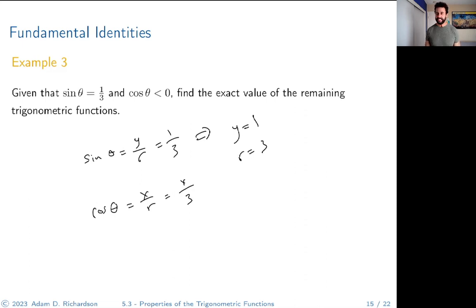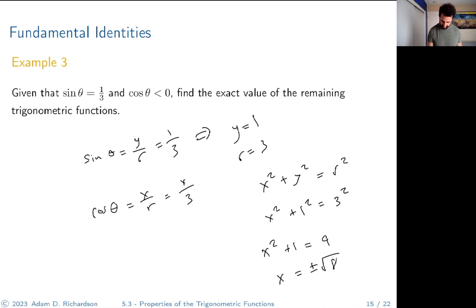Right, the Pythagorean identity, right? So we know what y is, we know what r is, we just need to solve for x. And we also know that x squared plus y squared equals r squared. So filling this in, we're going to get x squared plus 1 squared equals 3 squared. So x squared plus 1 equals 9. So x equals plus or minus square root of 8. And then maybe I'll simplify that a bit. X equals plus or minus 2 root 2, just like so.